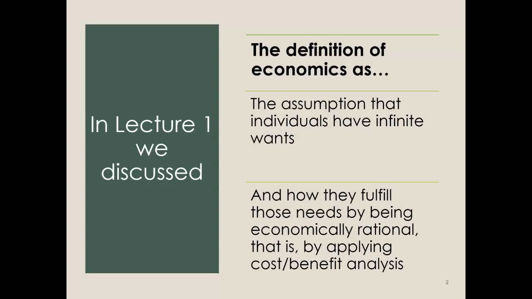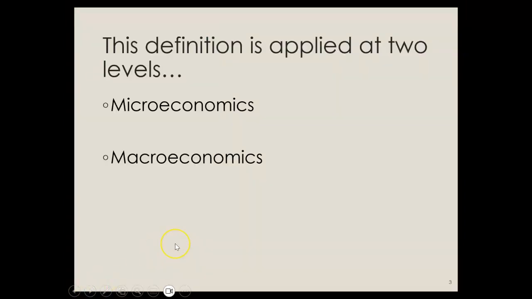We defined economics using a couple of basic assumptions. We assumed that individuals have infinite wants and that they fulfill those wants by being economically rational, that is, by applying cost-benefit analysis. We can take that definition and we can apply it at two levels, the microeconomic level and the macroeconomic level.